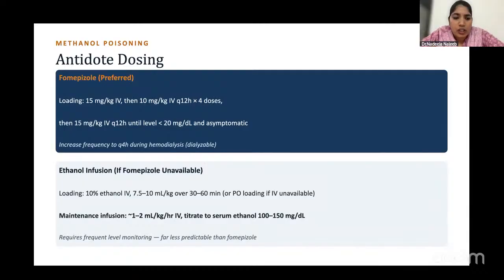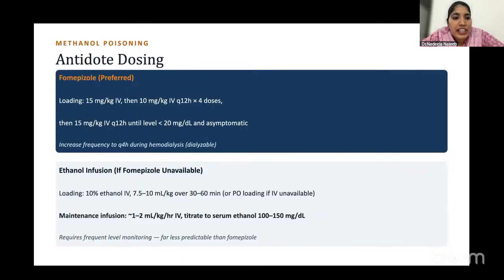Antidotes for methanol poisoning: fomepizole and ethanol infusion. We have discussed earlier how they work. Fomepizole and ethanol competitively block the alcohol dehydrogenase in the pathway where methanol gets converted into formic acid. Fomepizole, even though it is preferred, is not available in most hospitals in India. Let's just learn the dosage for exam purposes.